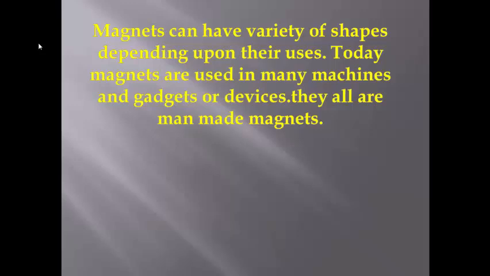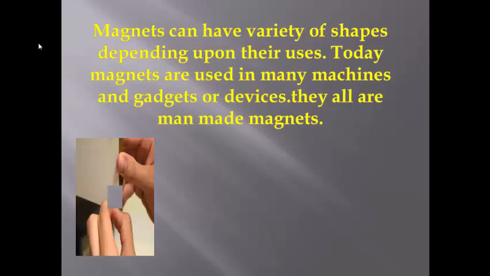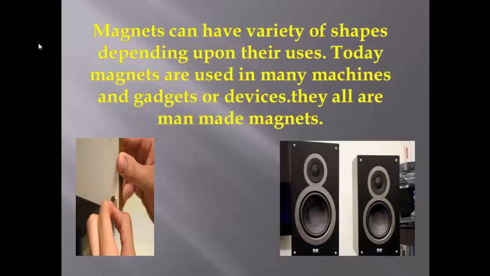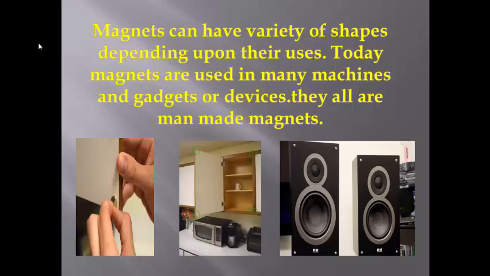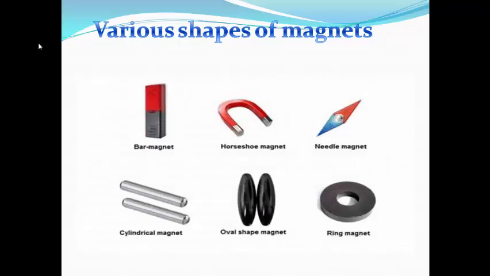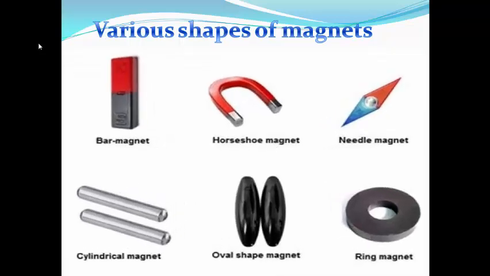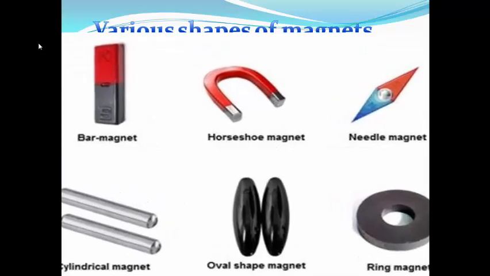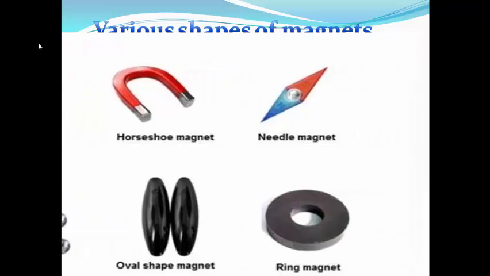Magnets can have varieties of shapes depending upon their uses. Today, magnets are used in many machines, gadgets or devices. They are all called man-made magnets. And there are varieties of shapes of magnets. For example, bar magnet, horseshoe magnet, needle magnet, cylindrical magnet, oval shaped magnet, ring magnet.